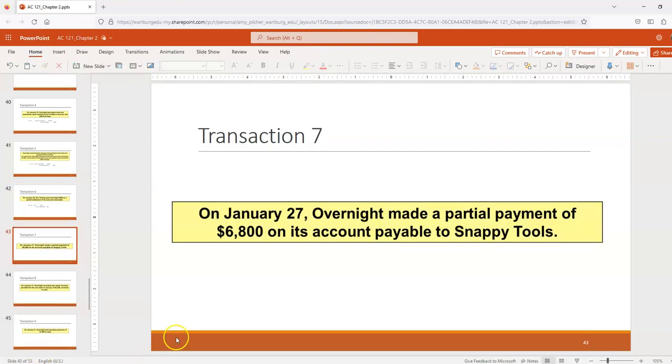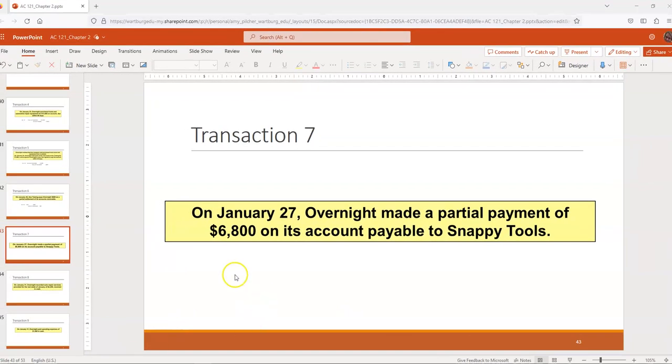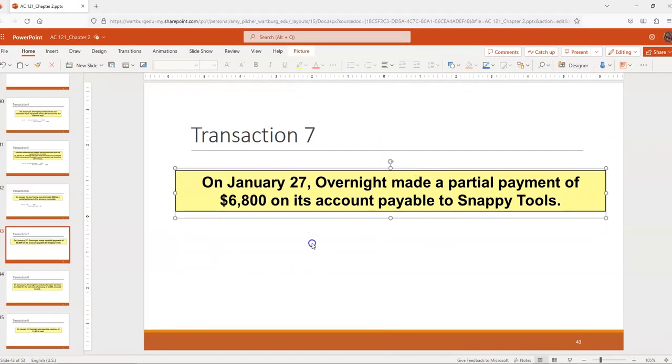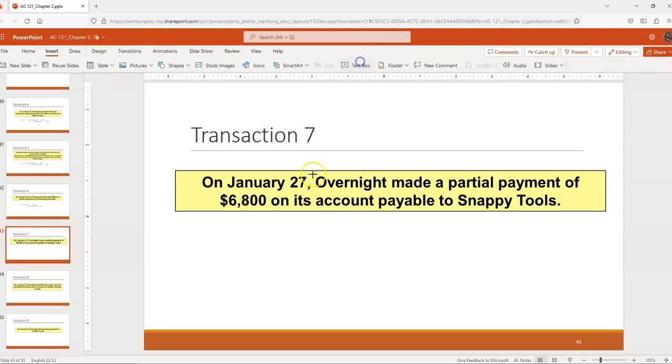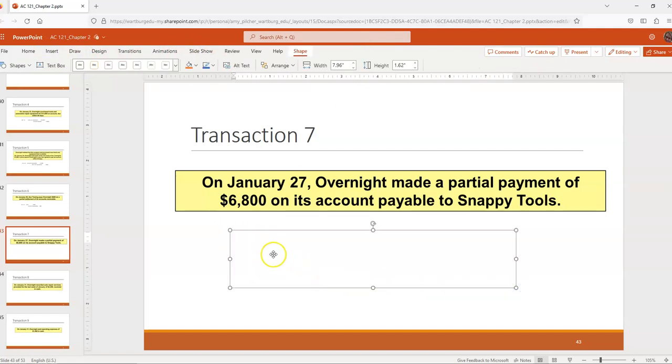The next transaction is we paid on our accounts payable. So it's January 27th. We are reducing a liability. So we reduce a liability on the debit side. So we debit accounts payable, and we are reducing cash, which is an asset, by crediting it.